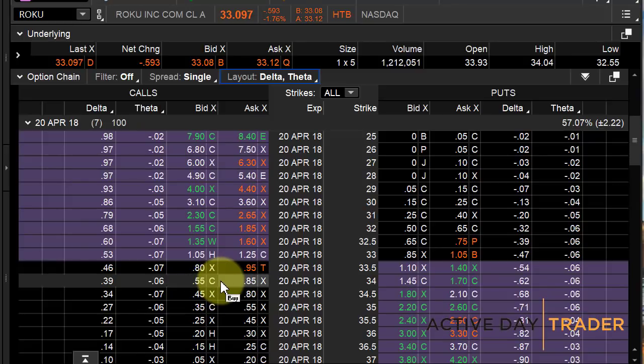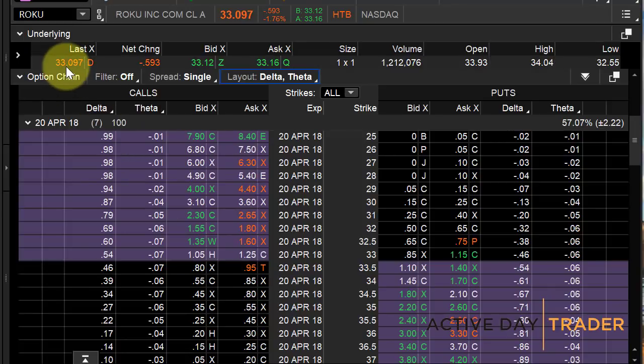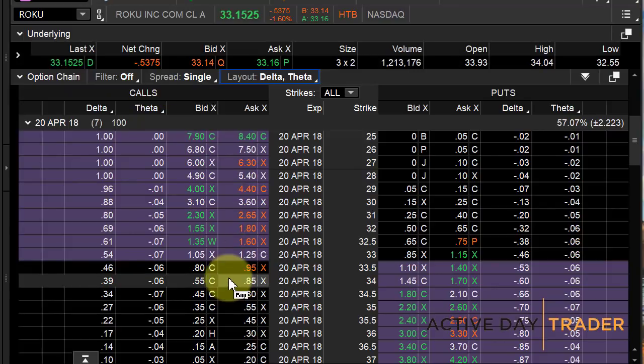Now, 60-cent bid, let's say I get filled. If I got filled and if I bought 10 of them, I would have $600 of risk. The great thing about buying options is you can never lose more than you invest. So my ultimate risk is going to be $600 for 7 days because these options expire within 7 days. Now, stock's at 33.15. If it expired at 33.15, buying the 34s, I would lose 100% of whatever I invested because these are out of the money.